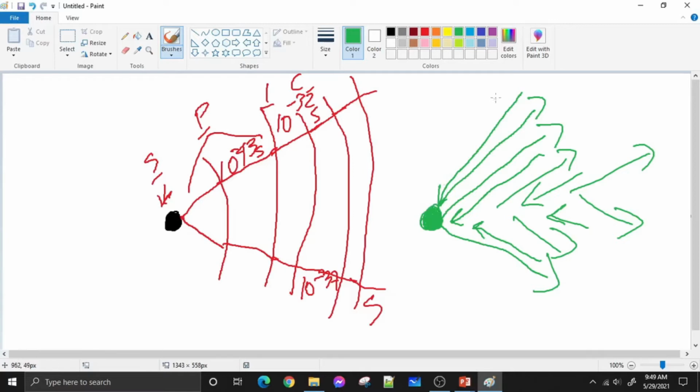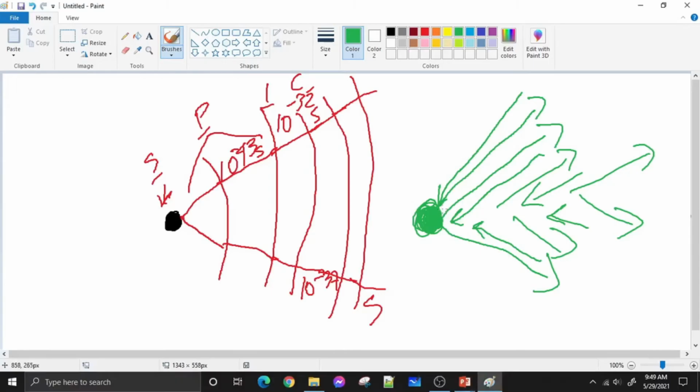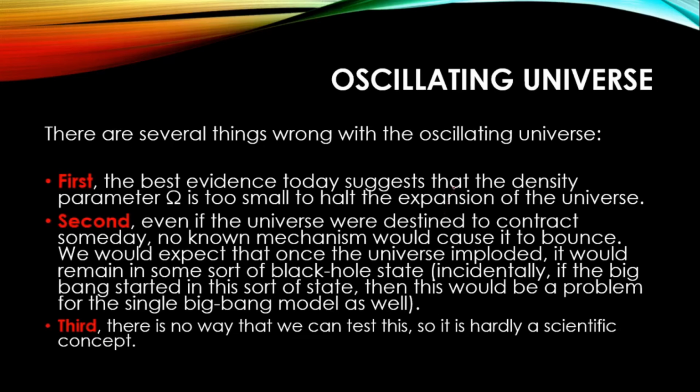If the Big Bang implodes, if all the matter implodes into another singularity, maybe it will remain a singularity or a black hole state, like a vacuum state.